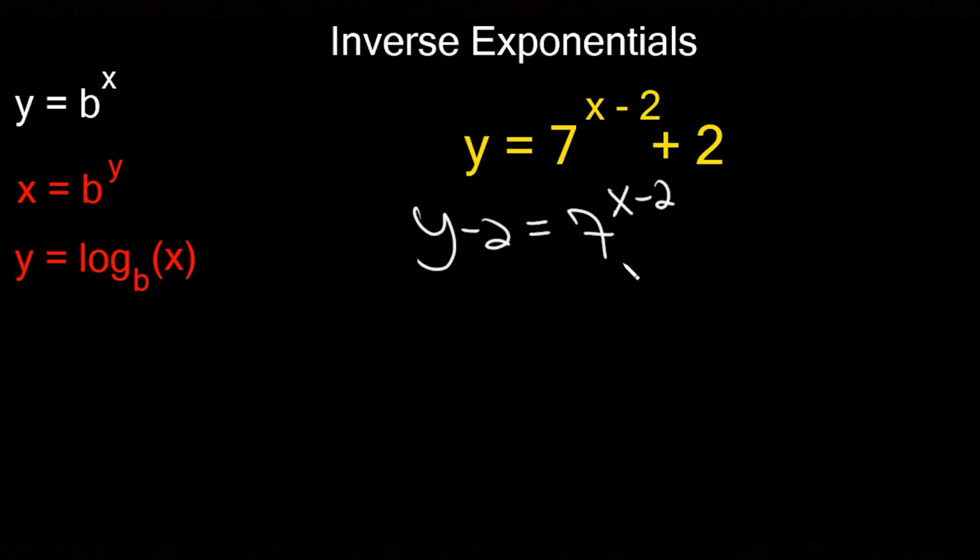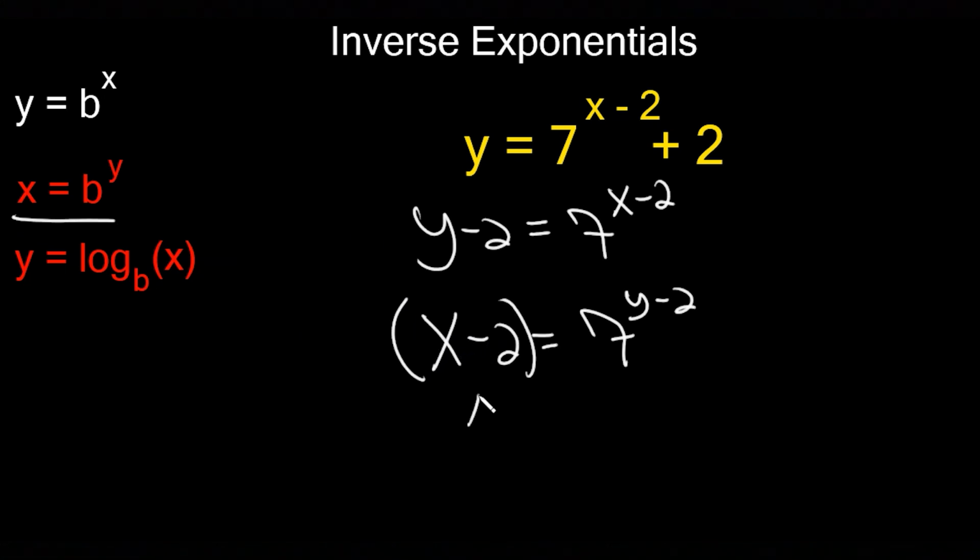So now that my base and exponent is isolated, I can go ahead and switch the x and y values. So doing that, I get x minus 2 equal to 7, and then all to the power of y minus 2. So again, now I'm in this form right here, okay? It is a logarithm, but I'm in the exponential form of a logarithm. So at this point here, I like to go ahead and label everything. This entire part right here is going to be x, okay? And then my base will be 7, and this entire part up here, my exponent, is going to be y.